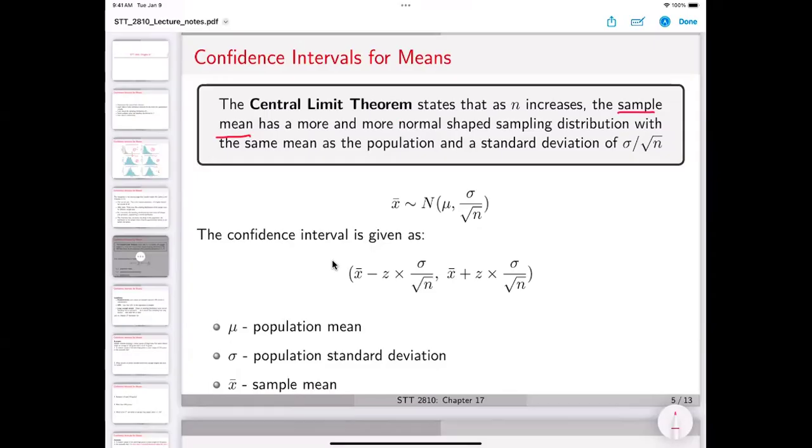The sample mean has a mean of mu, and this is the standard deviation of the sample mean. So mu is the population mean. As the sample size increases, we expect that the mean should be equal to the population mean. And then the standard deviation of the sample mean, SD of X bar, is sigma divided by root n.